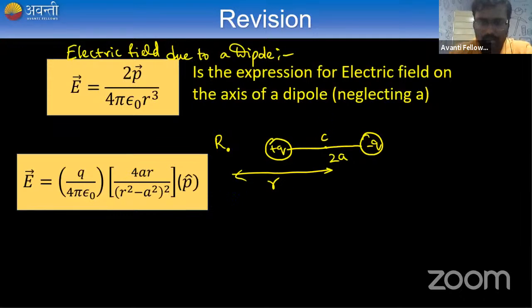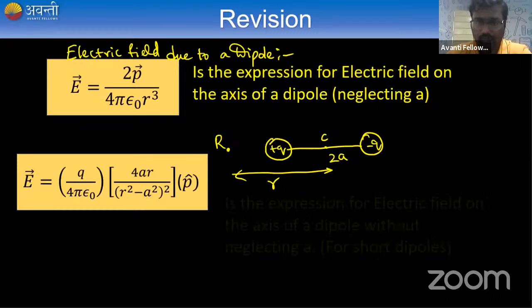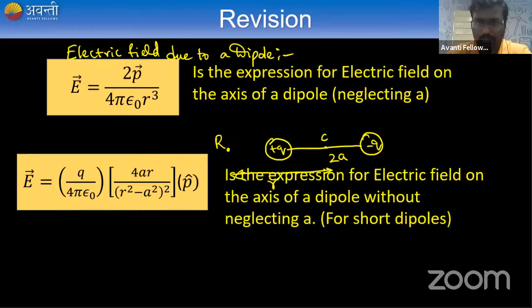Hold on. So this was the expression for the electric field due to a dipole, without neglecting my small a, that is for a short dipole. So if you remember, this was the expression for the electric field due to a short dipole. Now hope everyone remembers this, guys.